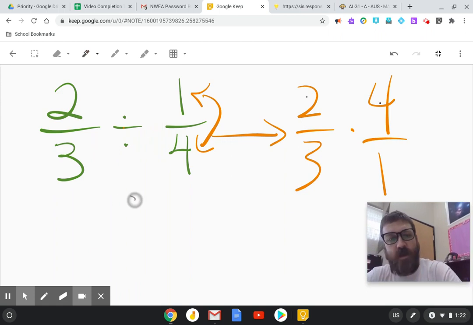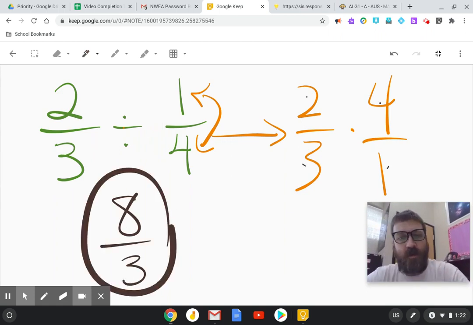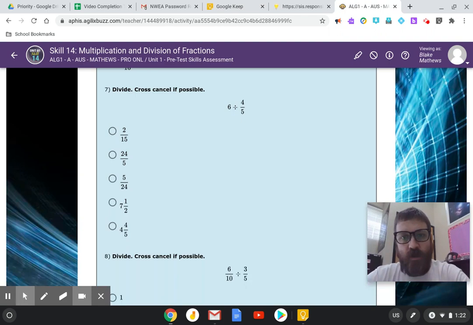Then I go through and I multiply my different parts. 2 times 4 is 8. 3 times 1 is 3. And so that's my final answer. So the only difference between this and the multiplication problems is that you first need to flip the second fraction in that problem to make this division become multiplication. So that's what you're going to do here.